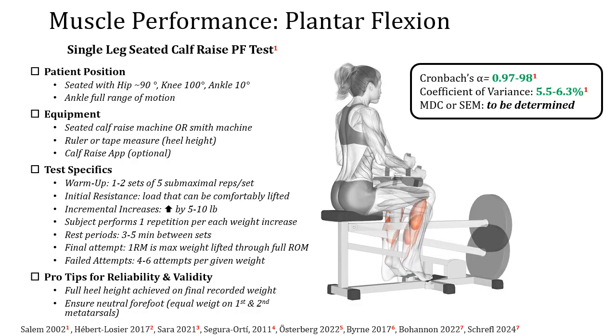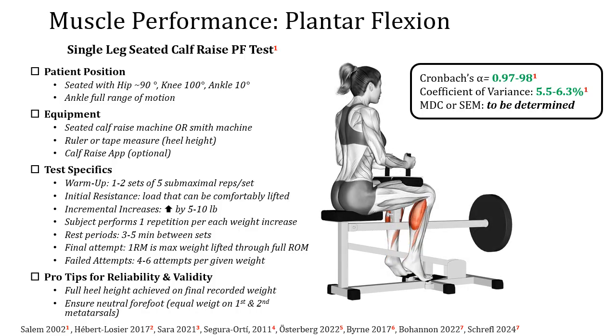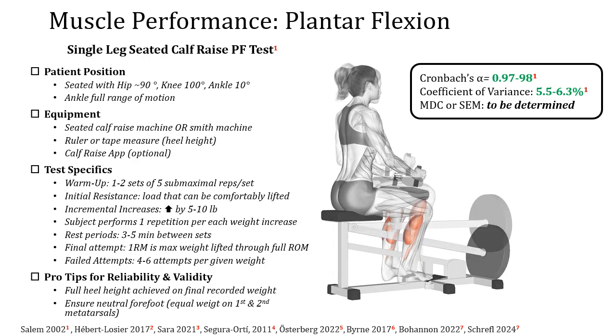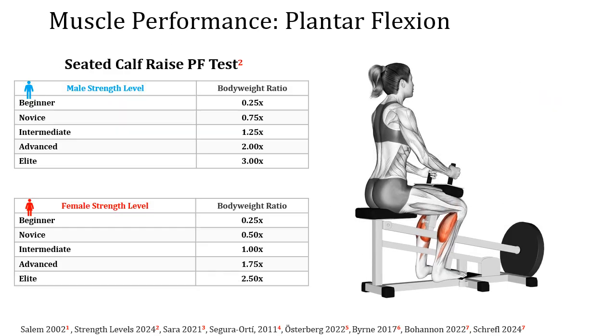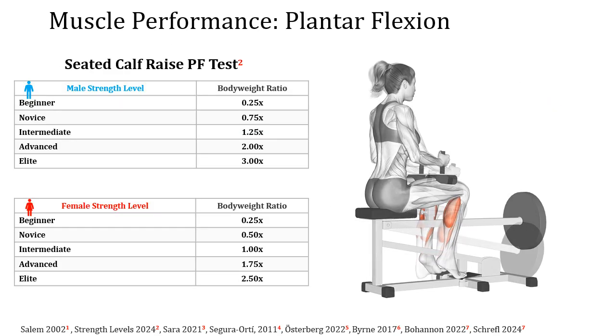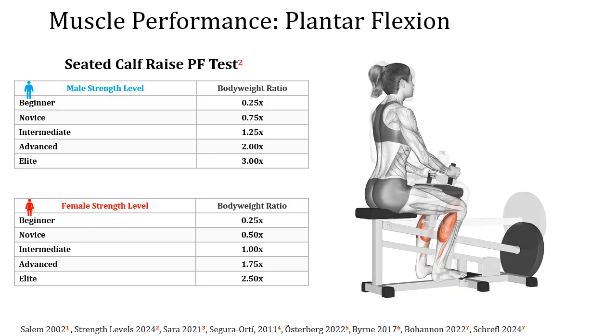The reliability has been shown to be pretty good here. The MDC and SEM, that is minimal detectable change and standard error of measurement, have yet to be determined. The coefficient of variation from one testing point to the next should be within 5 to 6%. Some normative values of what you can expect, from beginner up to elite or advanced, are shown there for both the males and females. Once someone hits that intermediate phase, they should be producing approximately 1 times body weight, or 1.25 for males.